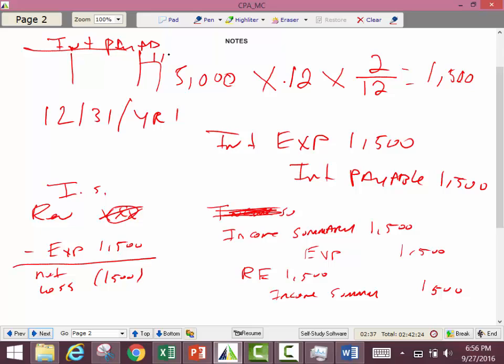I didn't close that. I don't close my balance sheet accounts, right? Interest payable is still showing $1,500, right? Okay, good. Now I go into year 2 and I accrue that interest for just that 1 month, don't I? So I take the $75,000 times 0.12 times what? 1/12, just the 1 month.